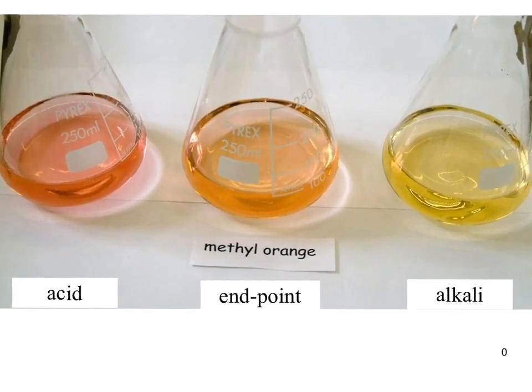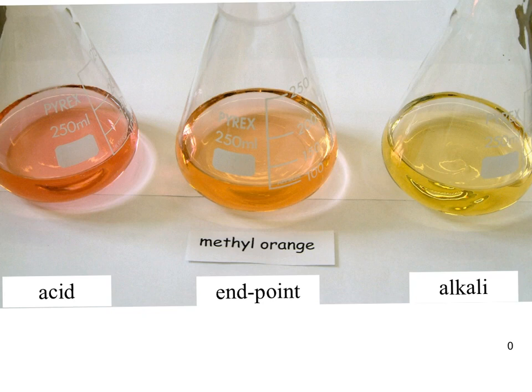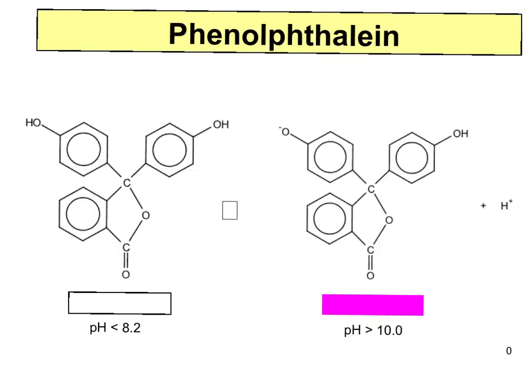And the midpoint, which is a cross between pink and yellow, remember, is this peach colour here. Let's look at a phenolphthalein indicator. At pHs below 8.2, it's colourless. When it releases a proton in alkaline solution, it becomes pink. Let's have a look at a video of that.